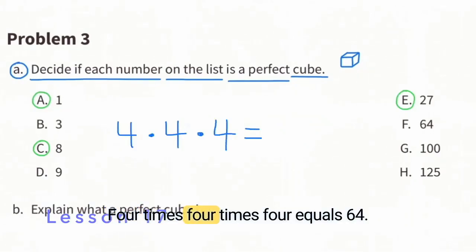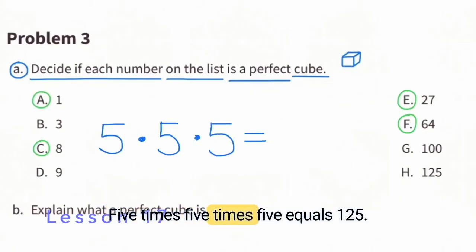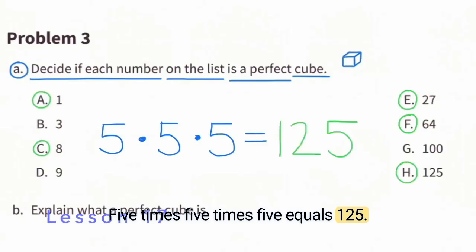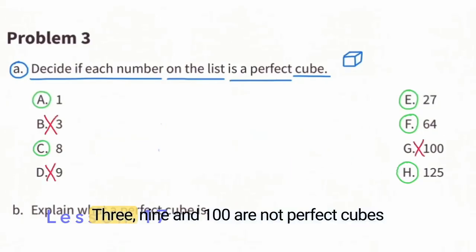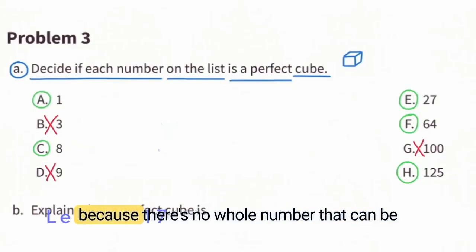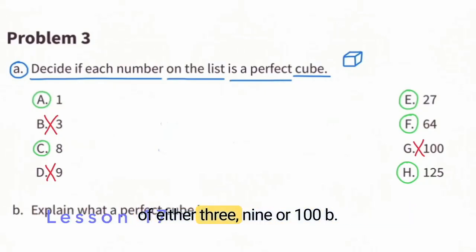4 times 4 times 4 equals 64. So 64 is also a perfect cube. 5 times 5 times 5 equals 125. So 125 is also a perfect cube. 3, 9, and 100 are not perfect cubes because there's no whole number that can be multiplied times itself that would have the result of either 3, 9, or 100.